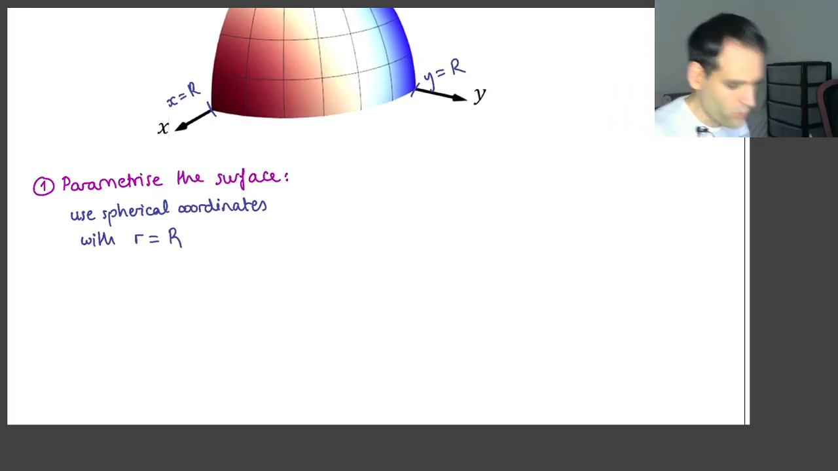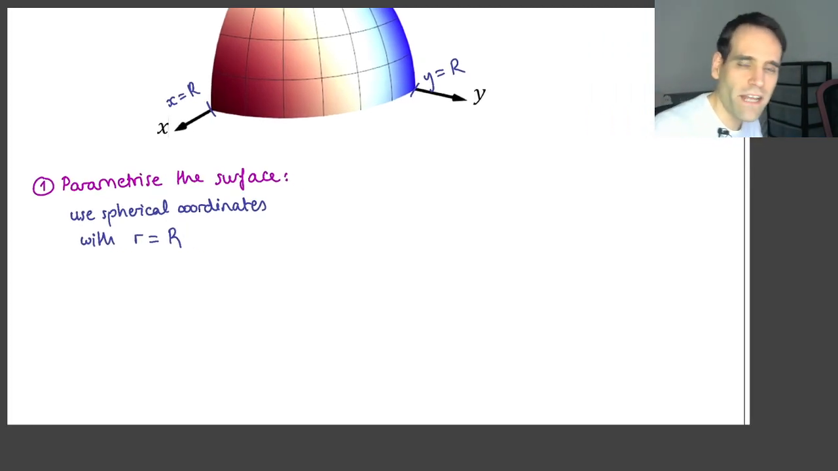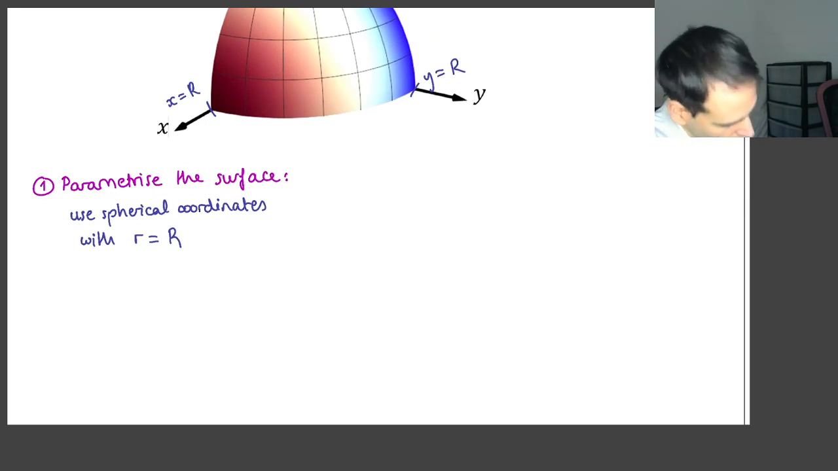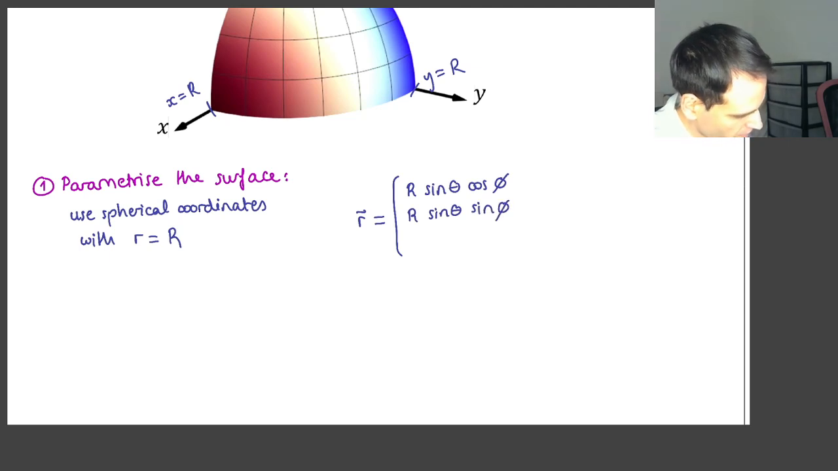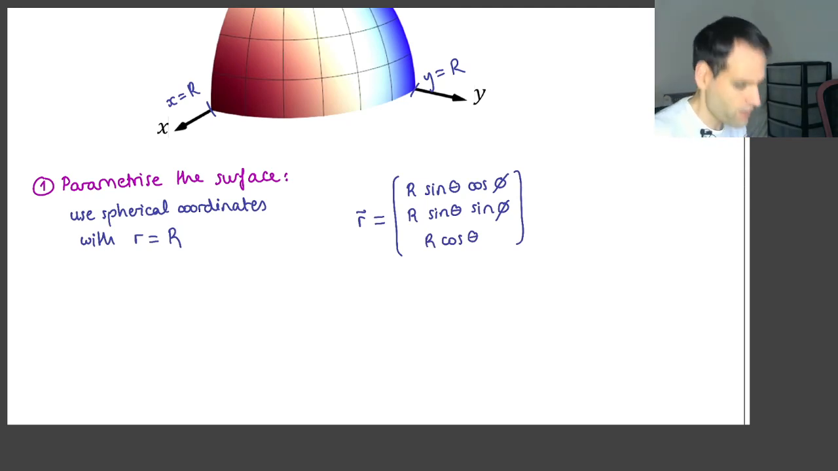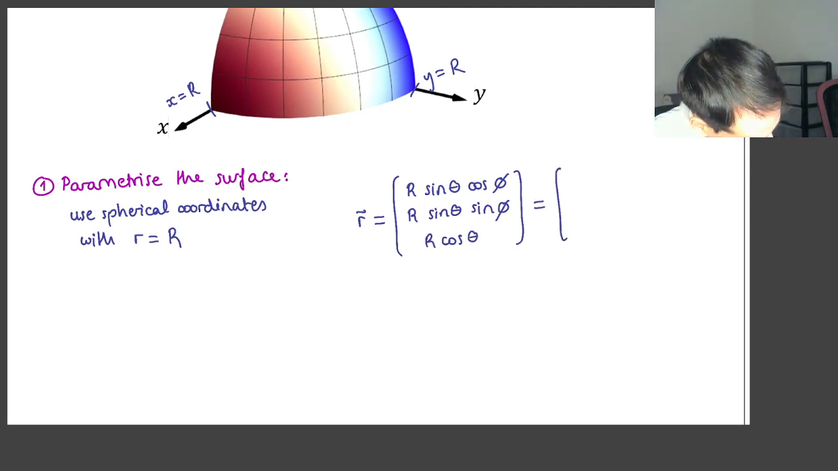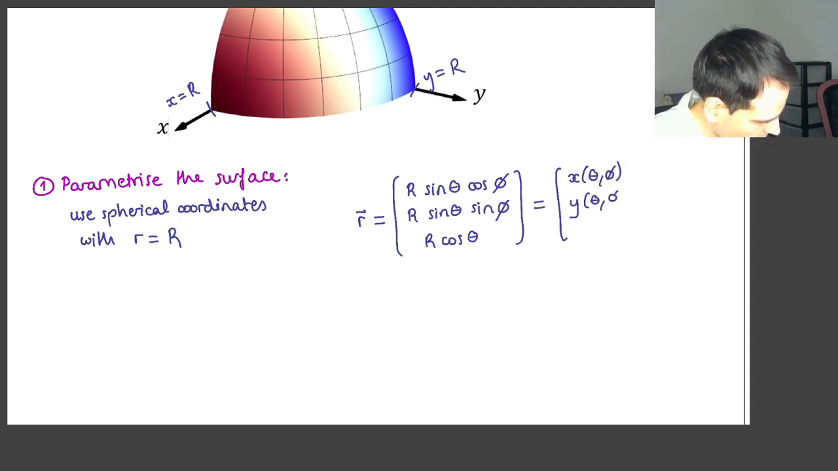Okay. So then you look up the position vector in spherical coordinates, and you are given that table in the exam, and you substitute little r equals capital R. So you find that the parameterization of your surface is this: R sine theta cos phi, R sine theta sine phi, and R cos theta. Okay, and this is your parameterization. So this parameterization means that this is equal to x, which is a function of theta and phi, y, which is a function of theta and phi, and z, which is a function of theta and phi.